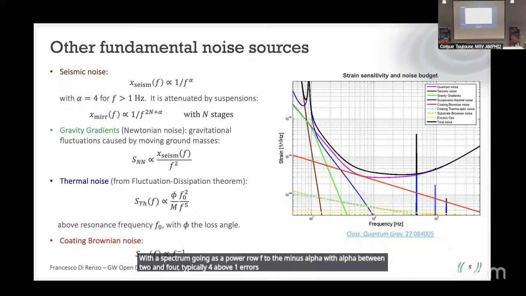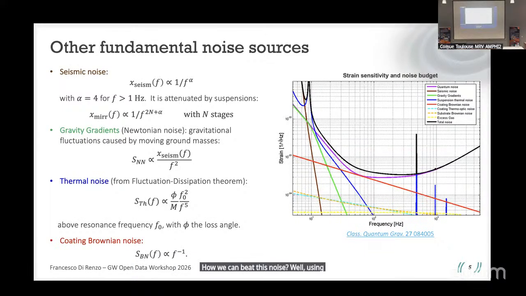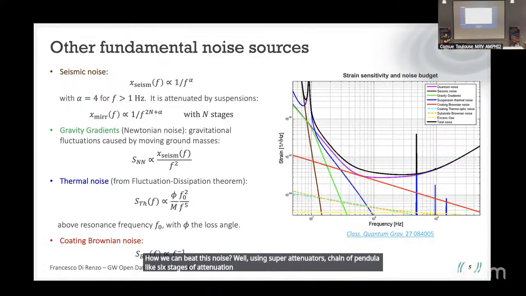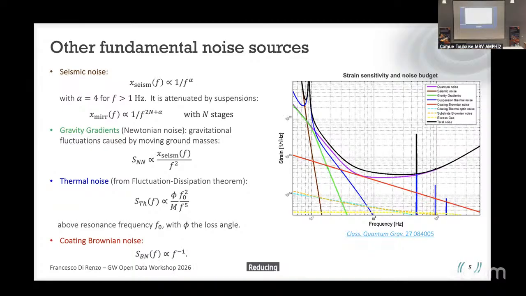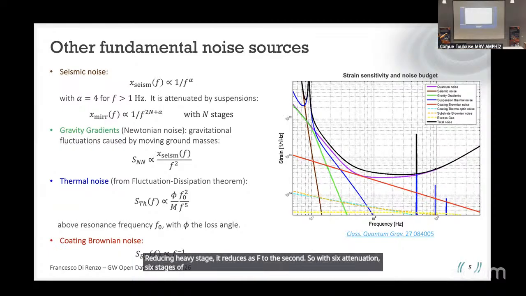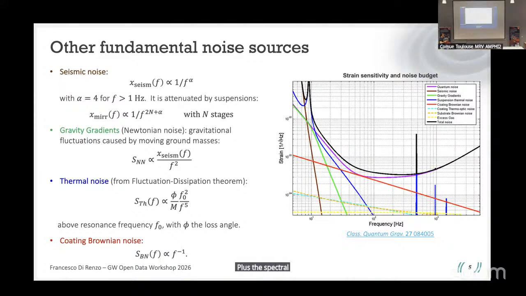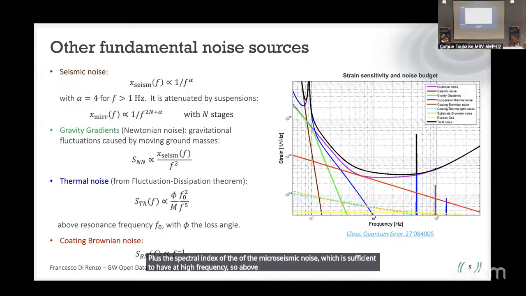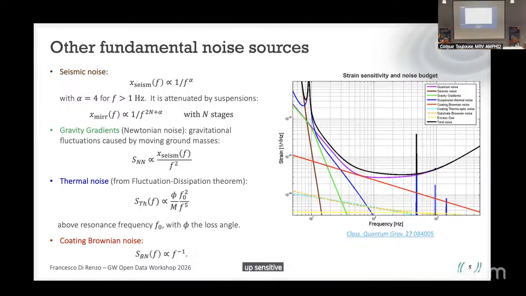How can we beat this noise? Well, using super attenuators, a chain of pendula, like 6 stages of attenuation, each stage reducing the noise as f to the second. So with 6 stages of attenuation, we have f to the 12 plus the spectral index of the microseismic noise, which is sufficient to have a sensitive detector at high frequency, so above 1 Hz, not limited by seismic noise.